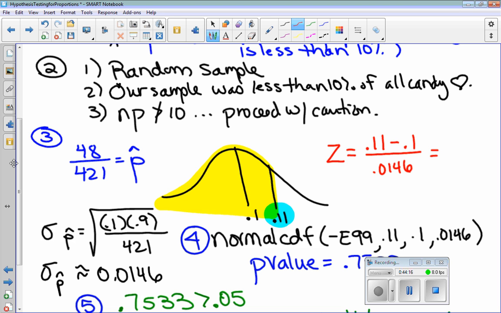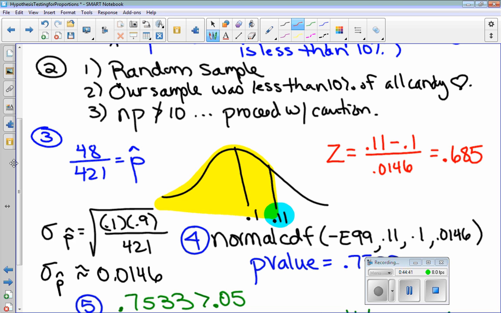Let's see. So it is 0.11 minus 0.1 divided by 0.0146. 0.685. I'm sorry, I can't read. There we go. We expected it to be a positive number, right? Okay.